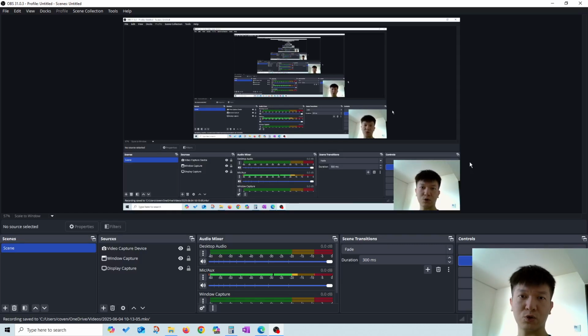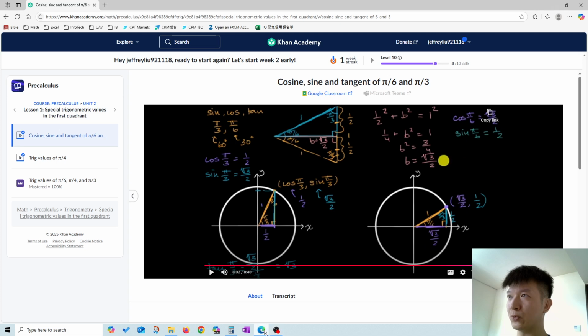So hi guys, we're doing trigonometry. Today we're gonna go through cosine, sine, tangent of pi over 6, pi over 3, as well as pi over 4. Okay? So right now we're gonna explain this circle right here.